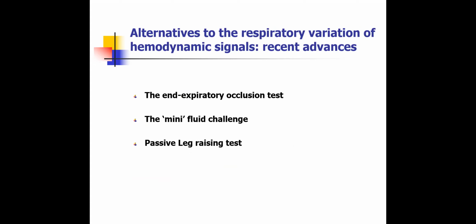There are three which have been described: the end expiratory occlusion test, the mini fluid challenge test, and the passive leg raising test, which we have already discussed. That also comes into the category of alternatives to respiratory variation of the hemodynamic signal for predicting fluid response.